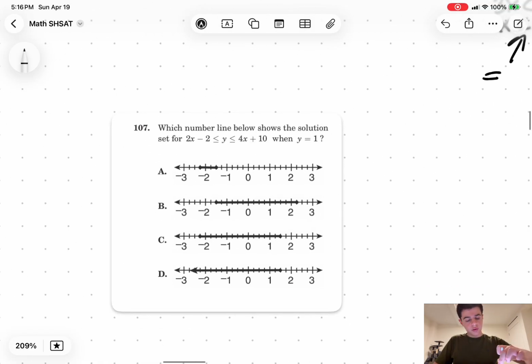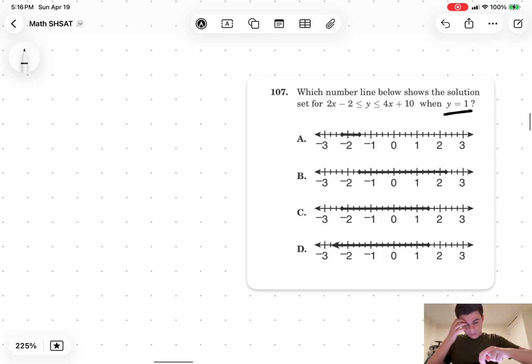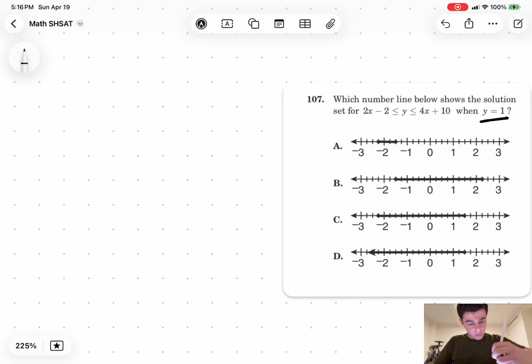So the first question is question number 107. Which number line below shows the solution set for 2x minus 2, which is less than or equal to y, which is less than or equal to 4x plus 10, when y equals 1? So the first thing we're going to do is plug in y equals 1. So we're going to rewrite this as 2x minus 2 is less than or equal to 1 is less than or equal to 4x plus 10.